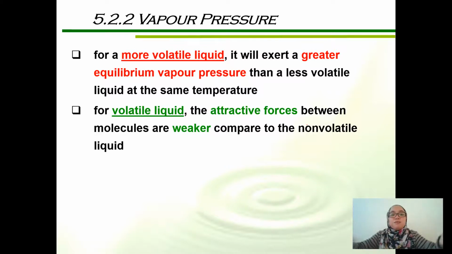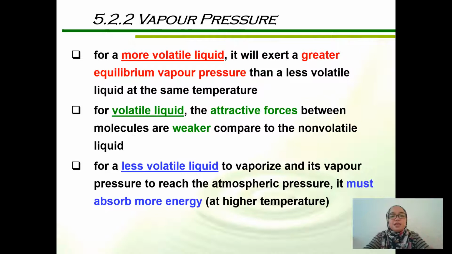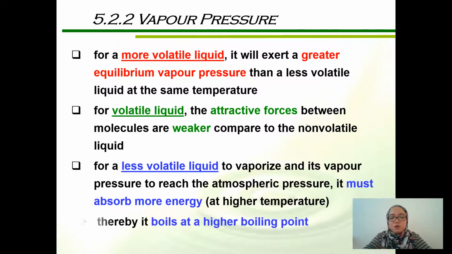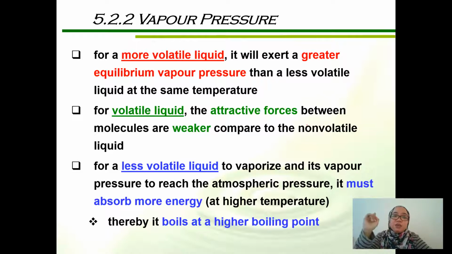That's why dia senang meluap, dia senang evaporate. Okay. So for a less volatile liquid to vaporize and its vapor pressure to reach the atmospheric pressure, it must absorb more energy. So untuk less volatile liquid, the vapor pressure, it needs more energy, okay, to reach the atmospheric pressure. Okay, so thereby it boils at higher boiling point. That's why volatile liquid has lower boiling point compared to the less volatile liquid.